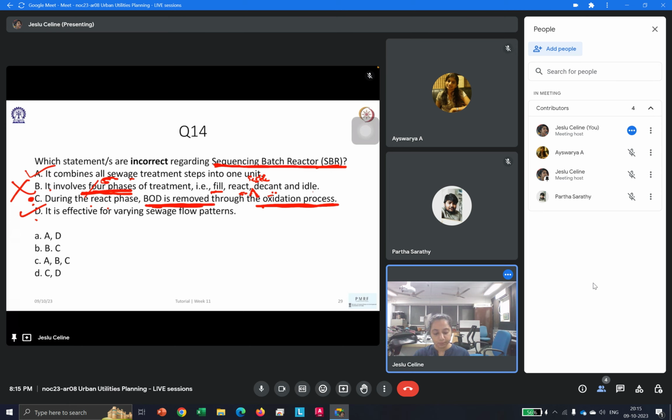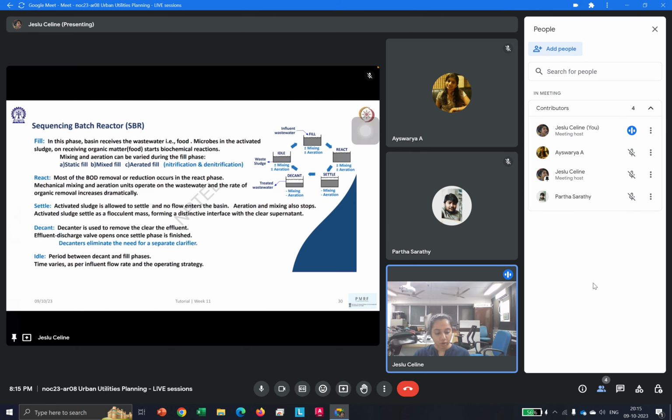So let's look over here. So this is what we saw. It has got 5 phases: idle, fill, react, settle, and decant. So these are the 5 phases. That's why option B was wrong. And sequencing batch reactor, we already know that it combines all the processes into one. Now in the react phase, mostly the BOD is removed or reduction occurs, and mechanical mixing and aeration units operate on the wastewater, so the rate of organic removal increases directly.